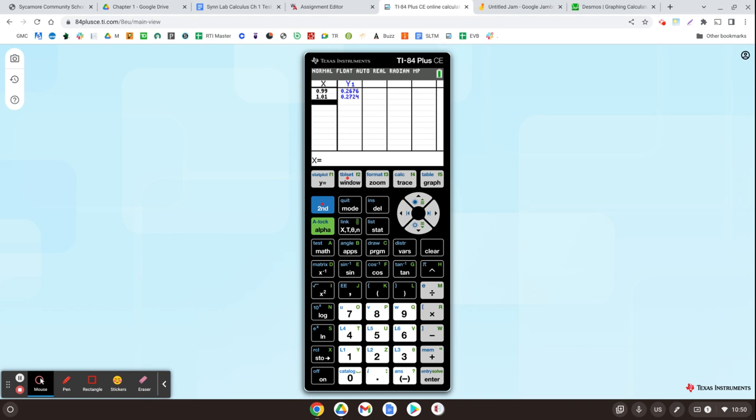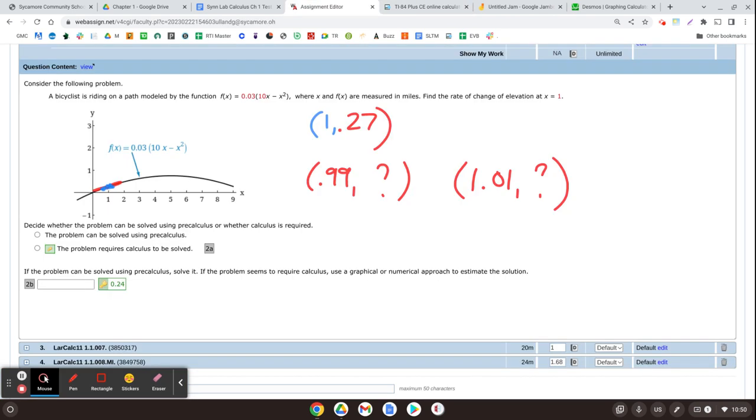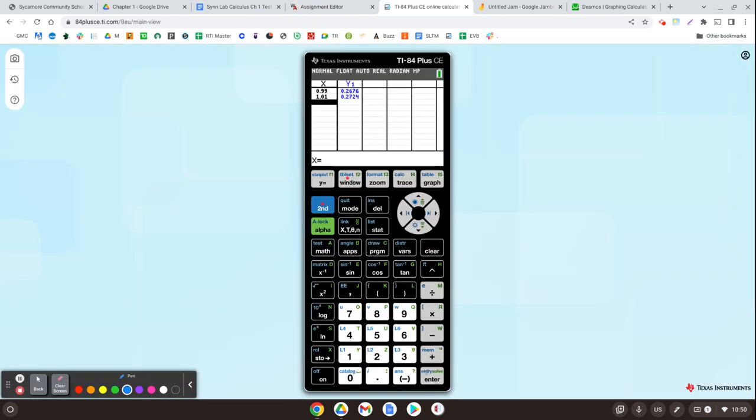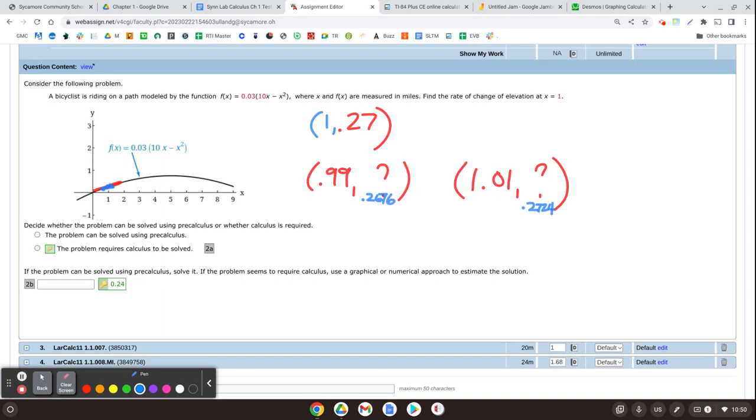So we got 0.2676, 0.2724. Okay, that's right. So now the slope between those 2 points is 0.2724 minus 0.2676 divided by 1.01 minus 0.99.